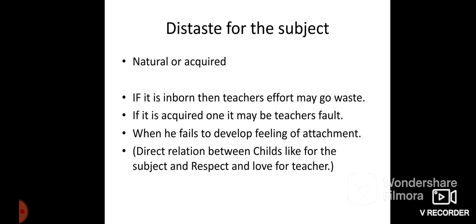And the next one is distaste for the subject. Distaste means dislike for the subject. There are two possibilities. One is that naturally they don't like the particular subject. It is not necessary that when you have 6 subjects the child has to like all 6 subjects. Sometimes it so happens that some students naturally don't like mathematics, and it may be acquired also. We'll see one by one.